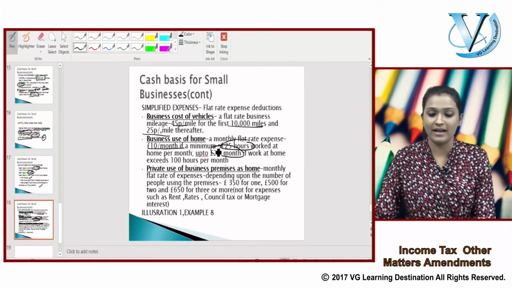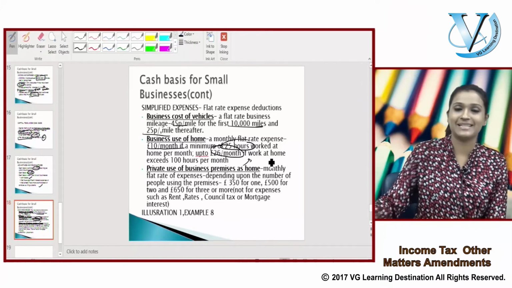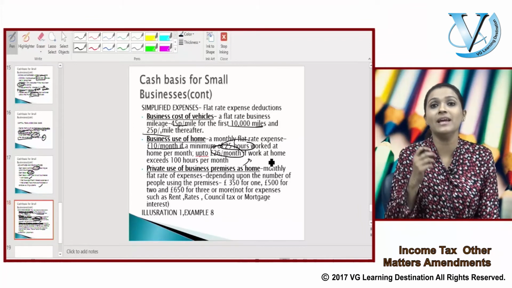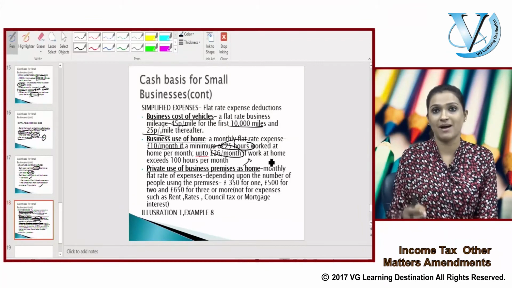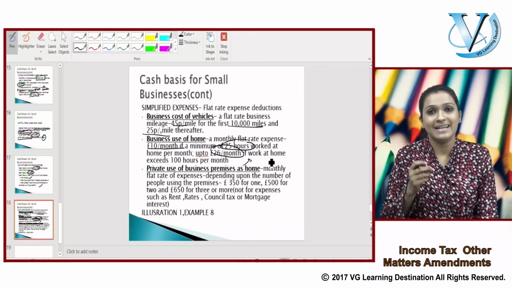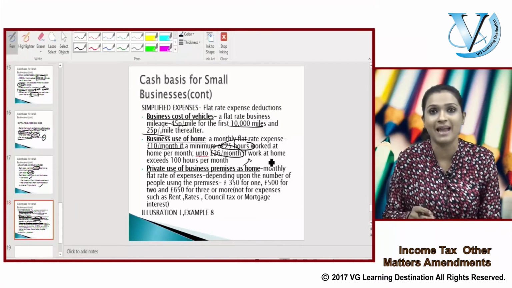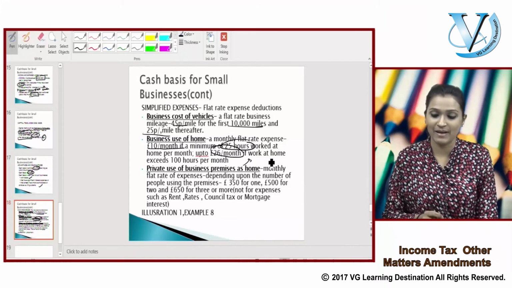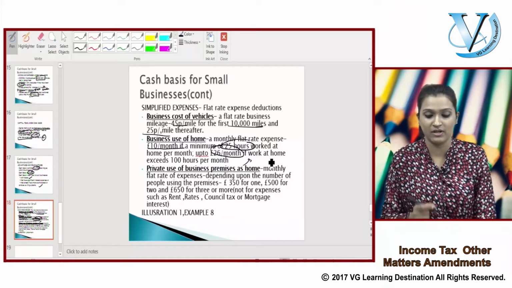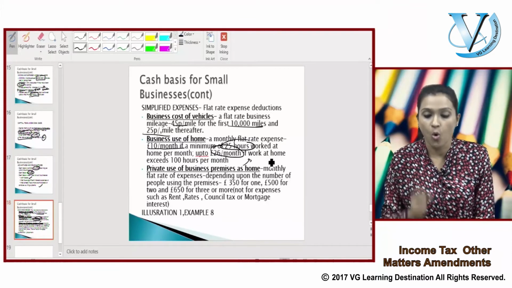Also, let's have a look at the private use of business premises as home, which basically means in your business premises, you're actually living in your business premises as well. You're using it as your home as well. So definitely some amount of the consumption of the expenses would not be allowed as a business expense. How much? Depending on how many people are actually using this particular business premises as home.